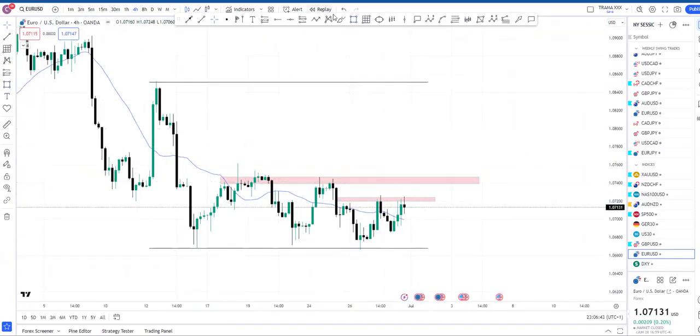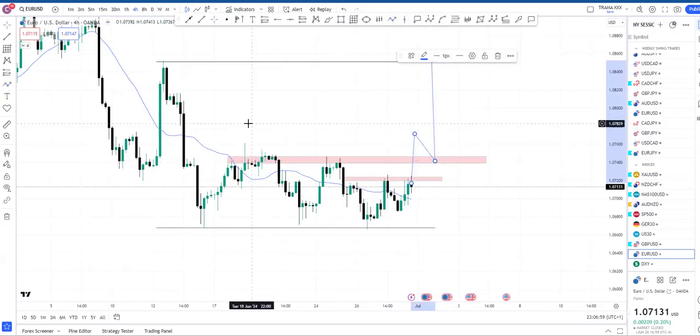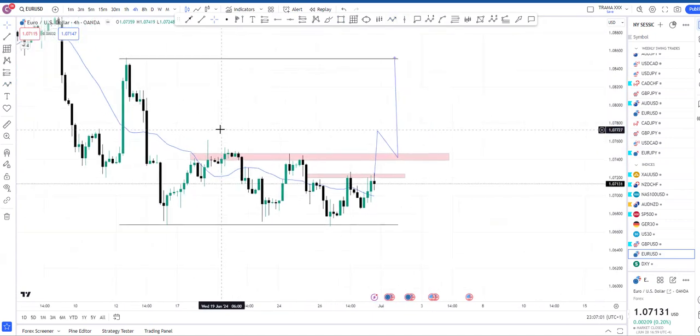If price will push higher above this high, okay, let me show you what I mean. Where's my tool? Okay, that's my path. Price pushes higher than this, we're looking for a pullback and a continuation to that high. You see, that's what we're looking at on Euro USD.